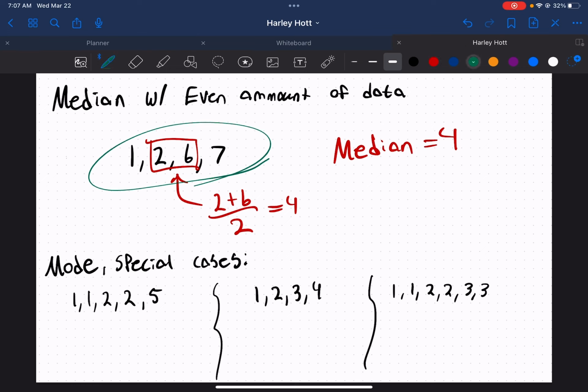Again, because we have an even amount of data, we're not going to have one number in the middle. We're going to have two numbers in the middle. So you add them up, divide by 2. That'll tell you the number that lies directly between them. Okay, so our median here is 4.